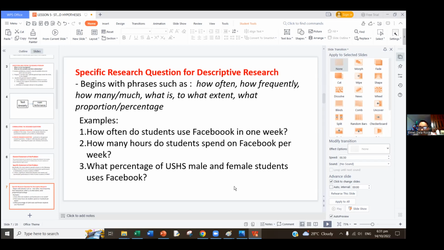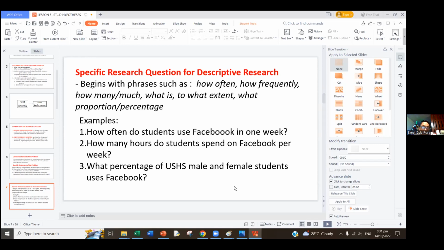So lahat ng yan, descriptive research lang. Your purpose is to describe the phenomenon as it exists. No? Remember last time nung discuss natin yung iba't ibang uri ng quantitative research design, ito yung example nun. So those are the templates, no? How often, how many, how much, what proportion, what percentage. Pero i-specify mo lang kung anong gusto mong malaman.